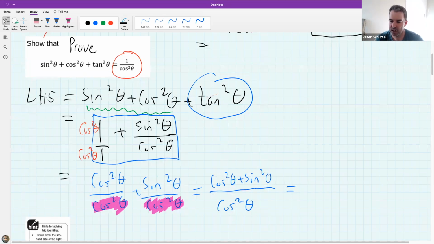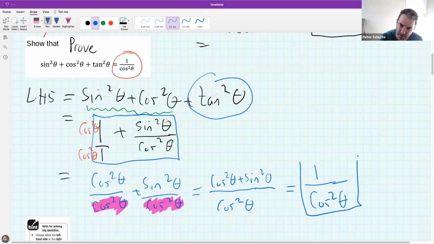Who would like to help us along this journey? Let's go to Oyisa. Hi, sir. I think we could change cos square theta plus sine square theta to 1 because it's an identity. You are completely correct. And now, what do you notice about this 1 over cos squared theta? If I look back to earlier in the question, what's special, or what do you notice that looks familiar?